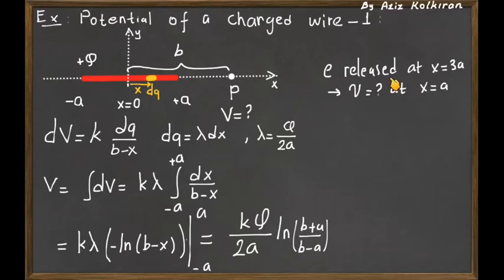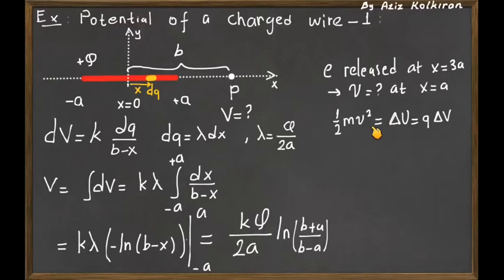So the next question is, if we release an electron on the x-axis at x equal to 3a from rest, what is its speed at x equal to a? To solve this, it is enough to express the potential energy difference between these two endpoints for the electron, and we will equate this to the kinetic energy of the electron by the conservation of energy to find its final speed.